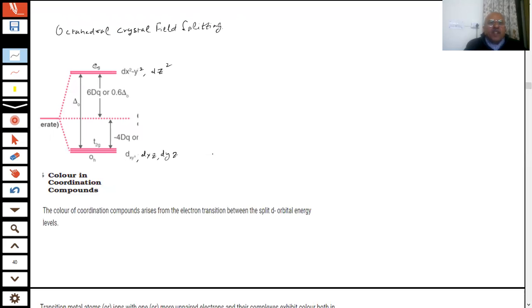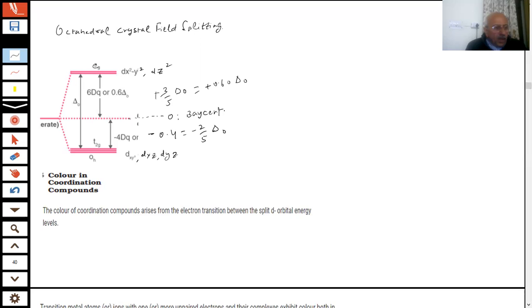So in other words, again I have shown you octahedral splitting. This is our octahedral splitting. As I said, minus 0.4 delta O, which is equal to minus 2.5 delta O, and what was this? Plus 3.5 delta O, or plus 0.6 delta O. This is our base center, the zero point.